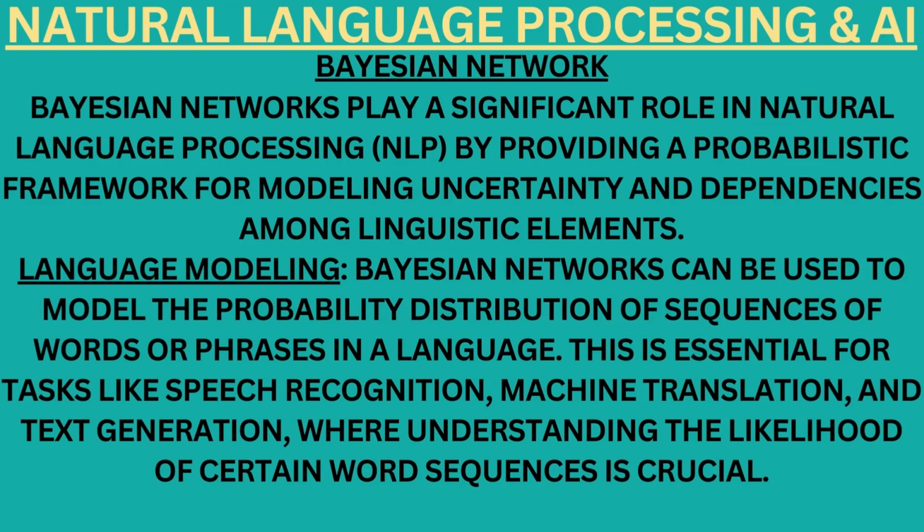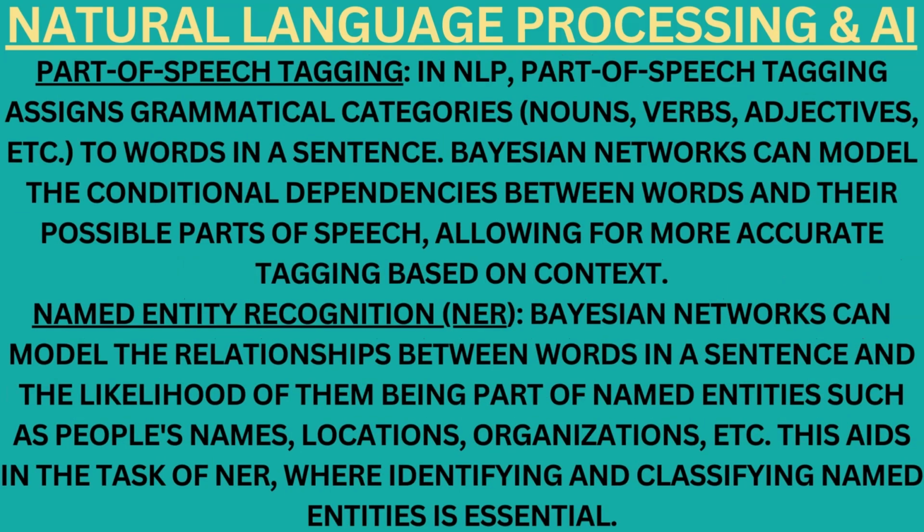This is essential for tasks like speech recognition, machine translation, and text generation, where understanding the likelihood of certain word sequences is crucial. Part of speech tagging. In natural language processing, part of speech tagging assigns grammatical categories (nouns, verbs, adjectives, etc.) to words in a sentence.